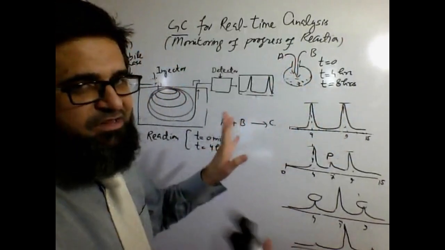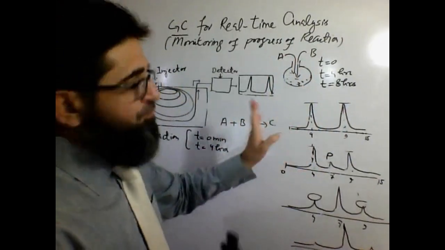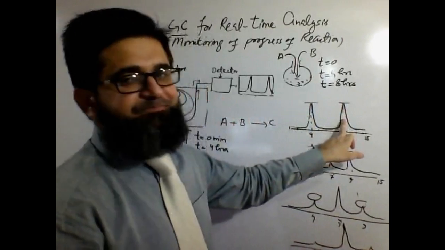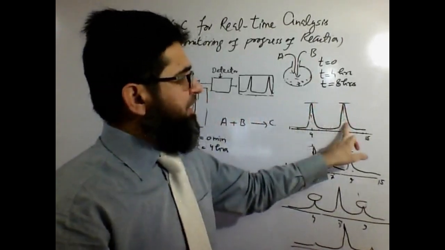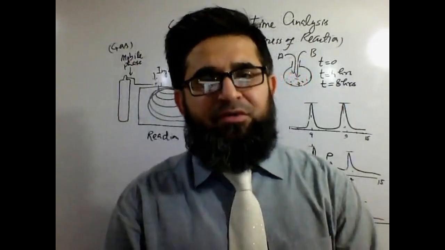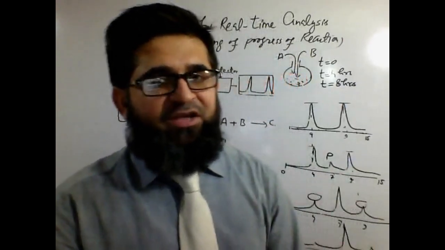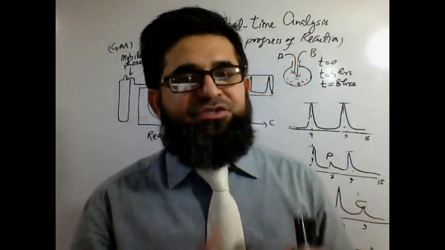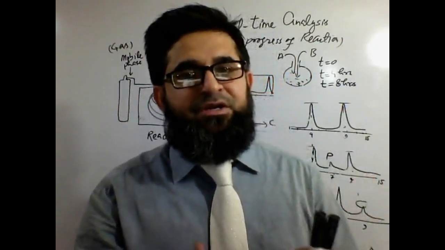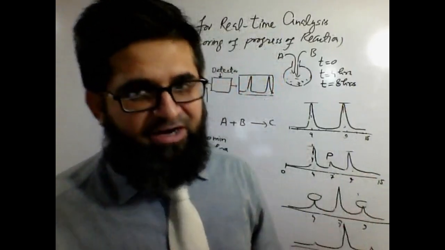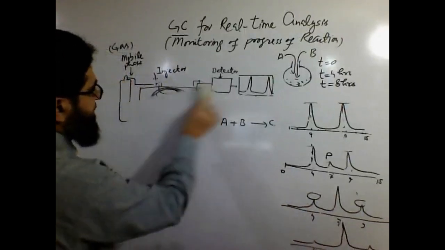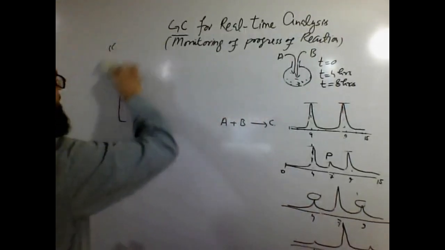We will say that two peaks, two reactants. But we don't have an idea whether it is A or B. We will come to know what is A, what is B once we run the standards on the GC. Then we will have an idea what is A, what is B. I can explain with one example to you so that you can comprehend it a bit better.